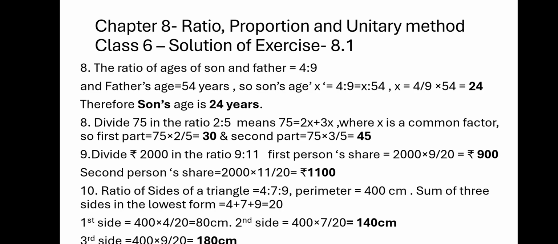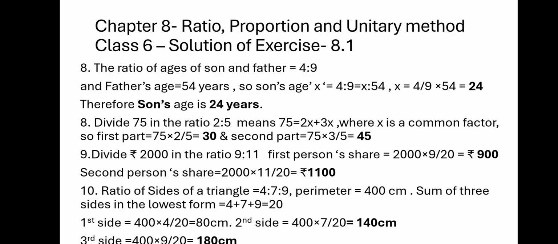Divide 2000 in the ratio 9 is to 11. First person share will be 2000 because 9 plus 11 is 20. So you have to divide by 20. That will give you 100. 100 into 9 is 900. Second person share again 2000 divided by 20 is 100. 100 into 11 is 1100.